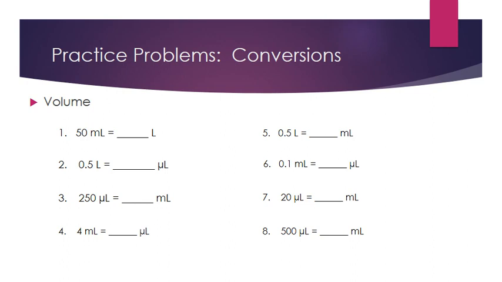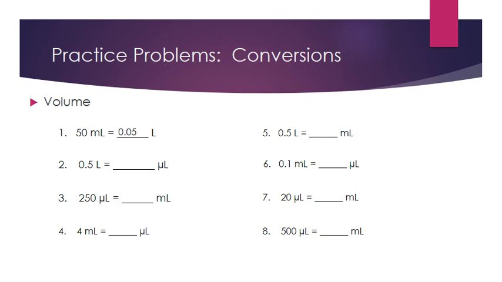And let's do some practice converting volume. We're going to do a couple more of these because you will be converting volume a lot in the lab. I know you guys probably are doing this, some of you. So 50 milliliters converted to liters. Going to move your decimal to the left. You end up with 0.05 liters.